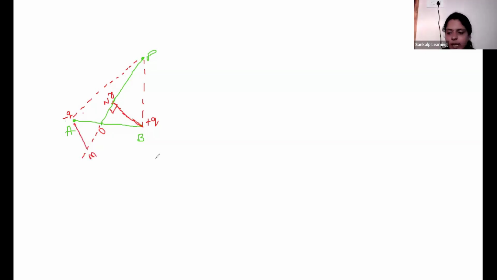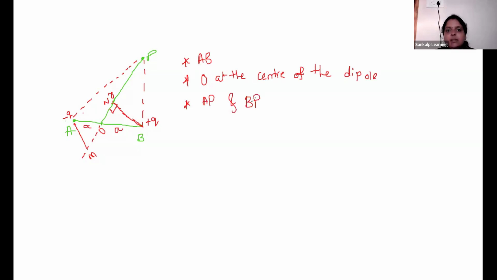Okay, so I am writing here what all we have taken. This is A. So see here students, what all consideration we have done. First step, consider an electric dipole AB. Consider a point O which is at the center of the dipole. Third point, we are joining AP and BP. Consider the point P, then after that join AP and BP.